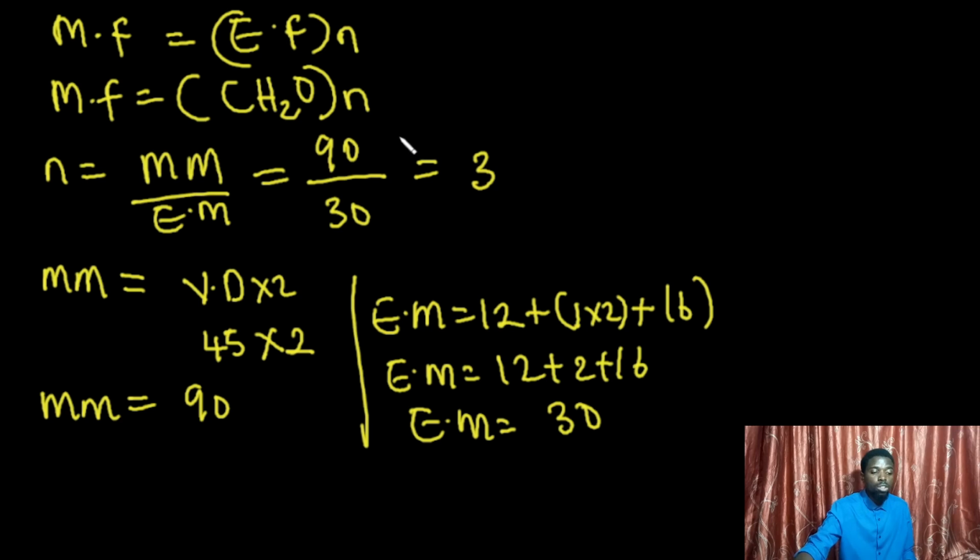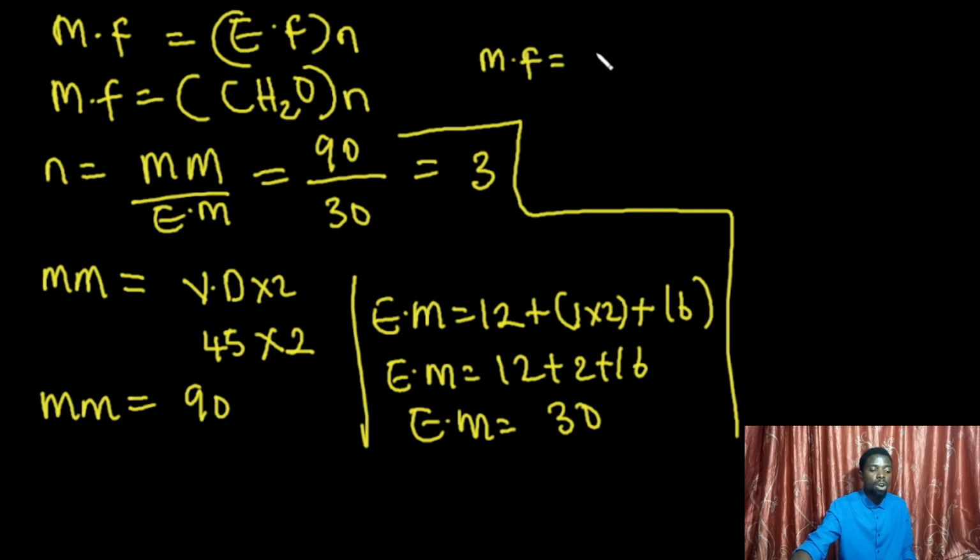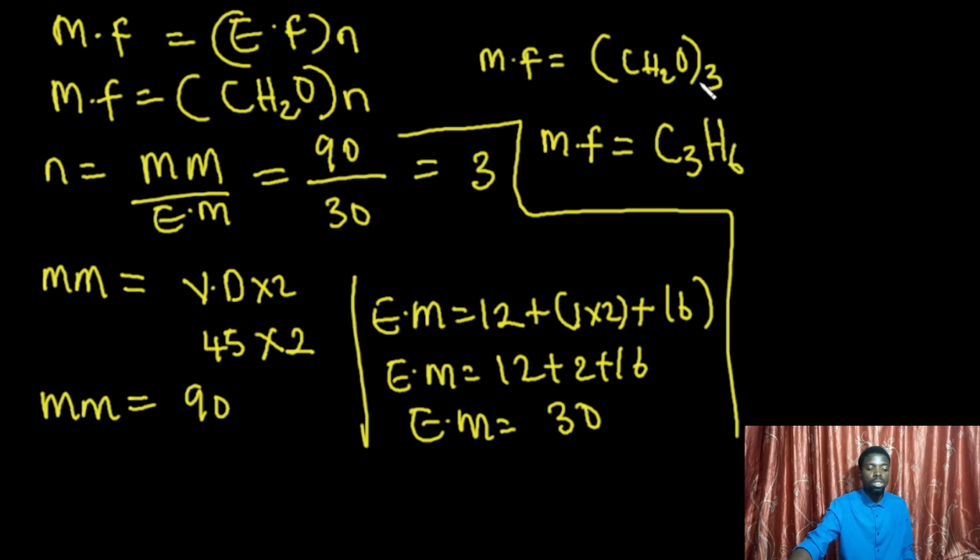So we are not done solving. Let's take this out and continue. Given that the molecular formula is equals CH2O multiplied by n, and our n is 3, what we simply do is replace the n with 3. Therefore, the molecular formula is now C multiplied by 3, which is C3. H2 multiplied by 3 is 2 times 3, which is 6, and 1 times 3, that's for oxygen, would be 3. So the answer is C3H6O3.